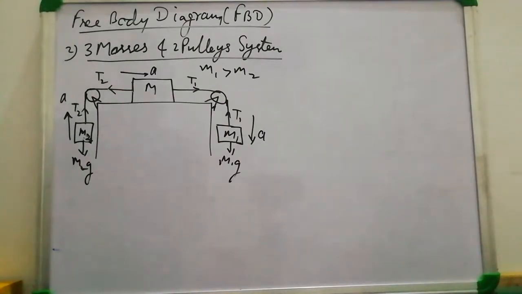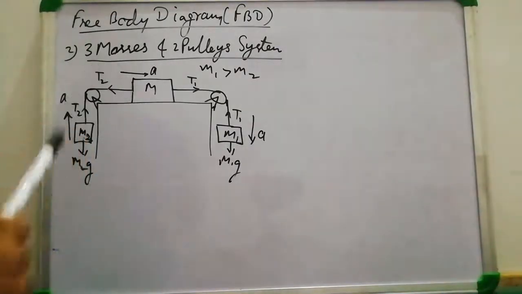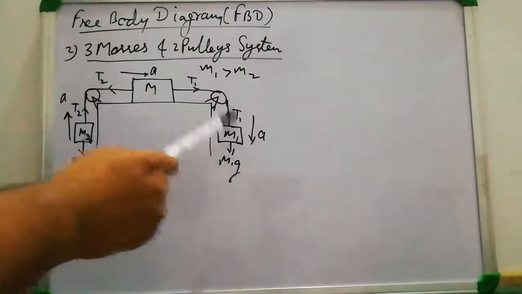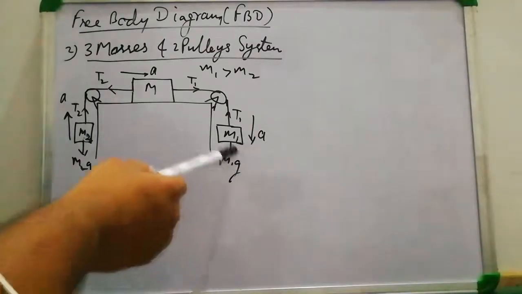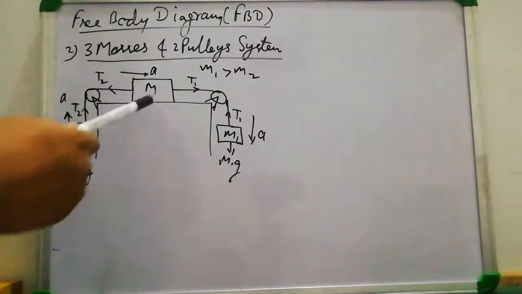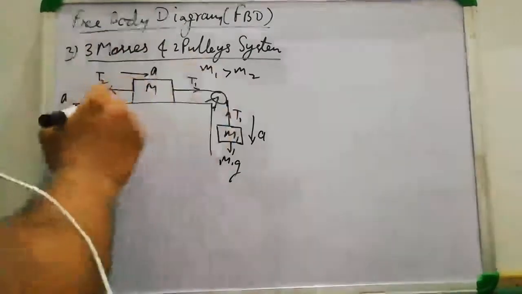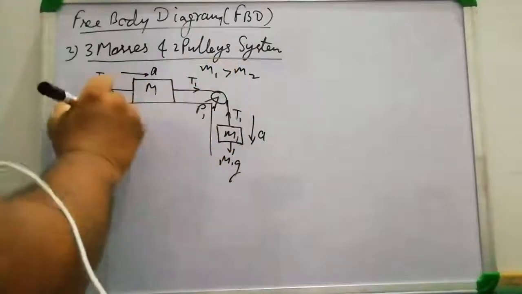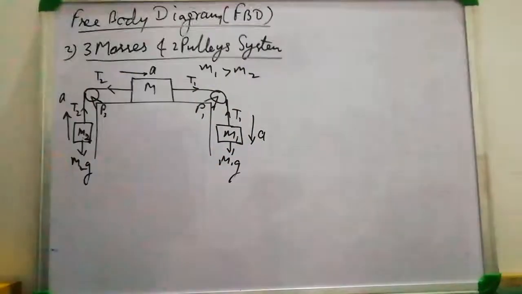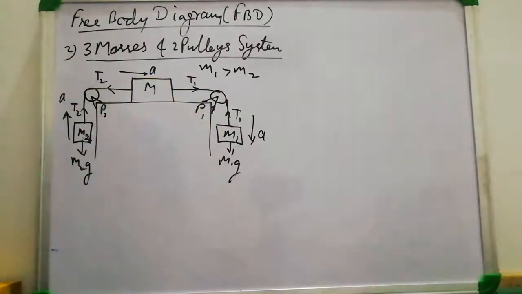So let us say there are two different masses m1 and m2. Like in the figure, there are two different masses of m1 and m2. Now m1 and m2 are connected with the third mass, capital M. Let us say the capital M is the third mass. Now these two masses are connected with the help of string over a pulley. So this one is pulley. This pulley is P1, and this pulley, let us say it is P2.